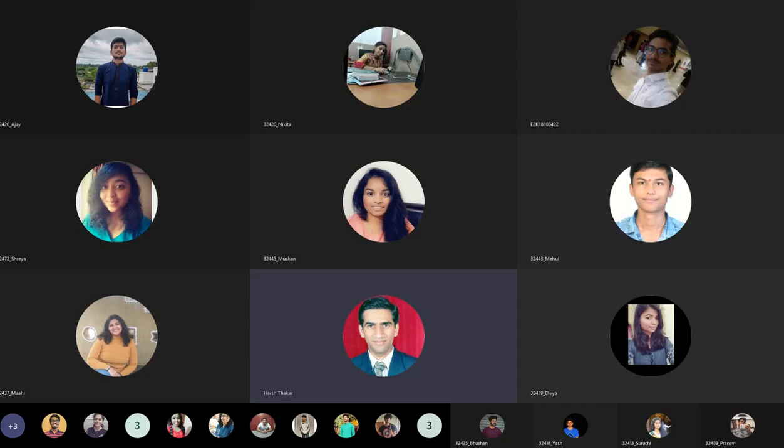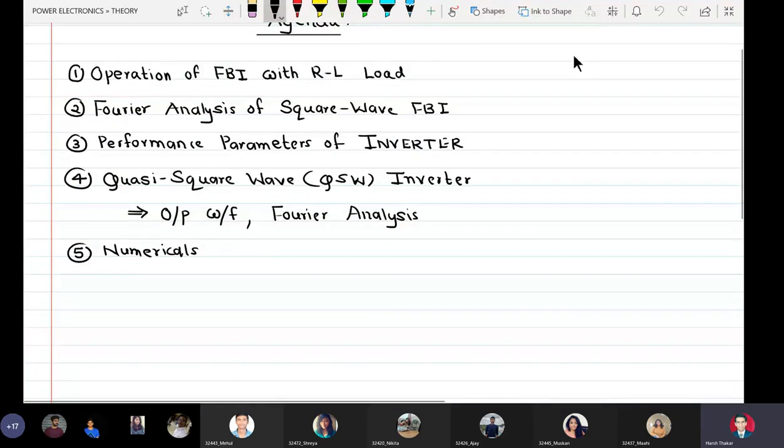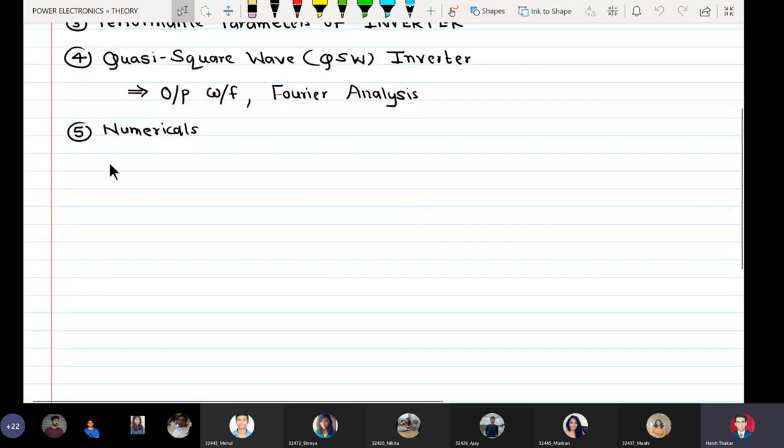Our agenda for today's extra lecture is: first, operation of full bridge inverter with RL load. Second is Fourier analysis of square wave full bridge inverter. Third is performance parameters of inverter. Fourth is quasi square wave or QSW inverter involving output waveform and Fourier analysis. And fifth is numericals. Okay, over to agenda number 1.